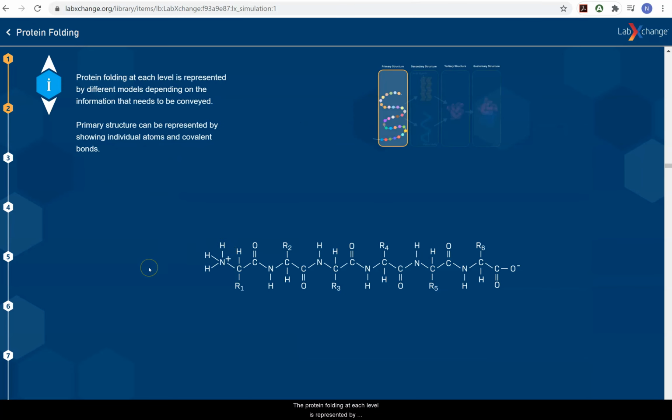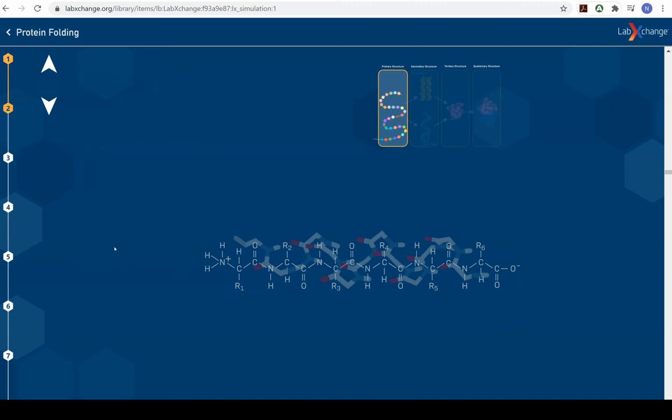So protein folding at each level is represented by different models depending on how much information needs to be conveyed. So primary structure, where you're looking just at the order of amino acids, usually it shows all the individual atoms by letters, and all of the lines represent covalent bonds. These primary structures are identified by having an N terminus where the protein starts and a C terminus or a carboxyl terminus where the protein ends.